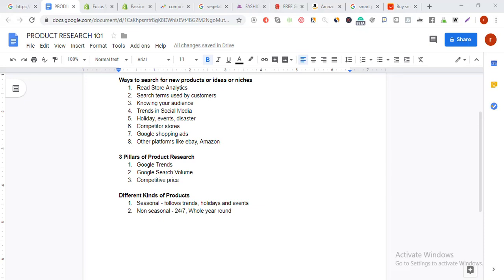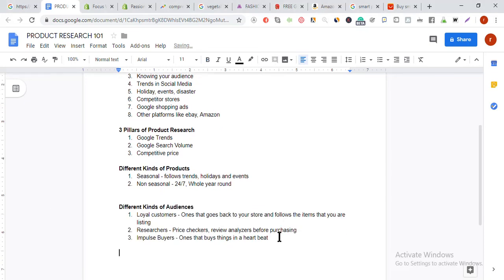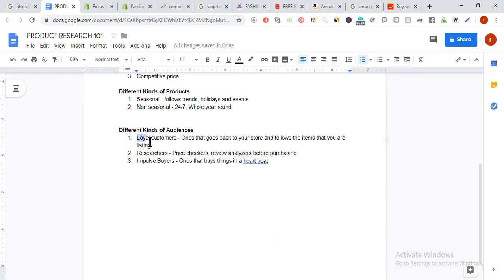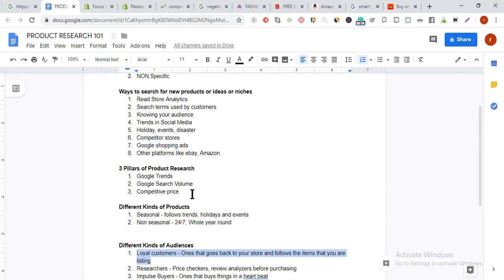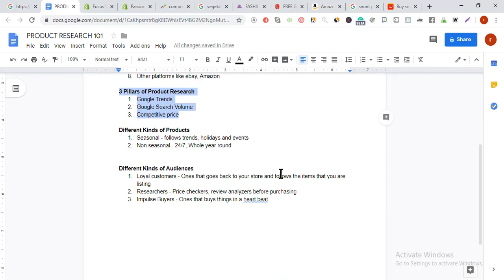Also, different kinds of audiences. So if you have a niche specific store, you already have loyal customers. Those are the ones that keep going back to the store and follow the items that you are listing. So if you have this type of audience, you can't really forget about this. But even without really considering this one, if you have this audience, I think it's worth a try.